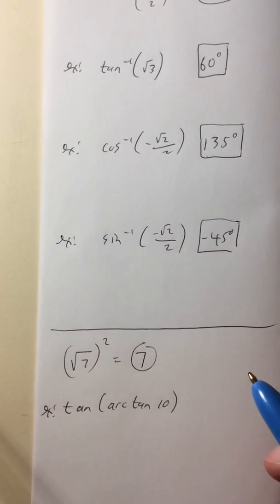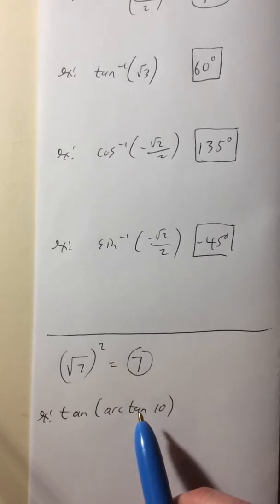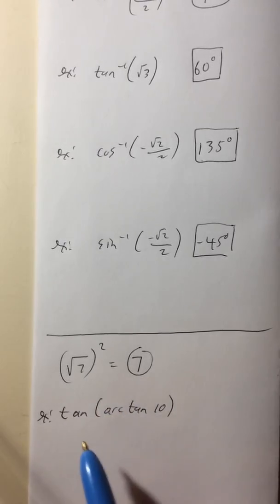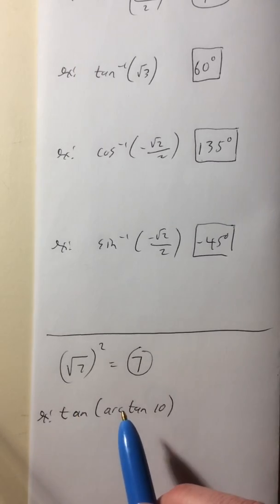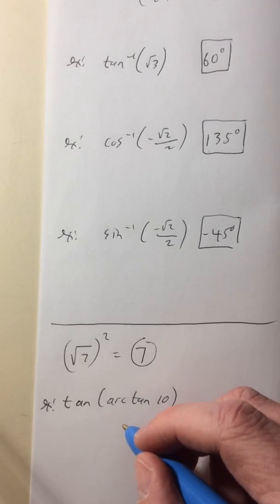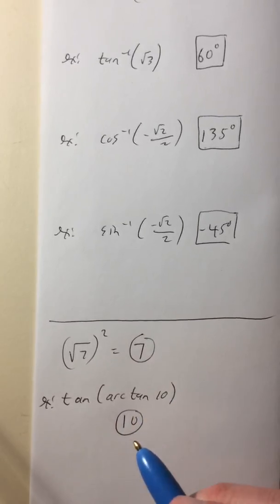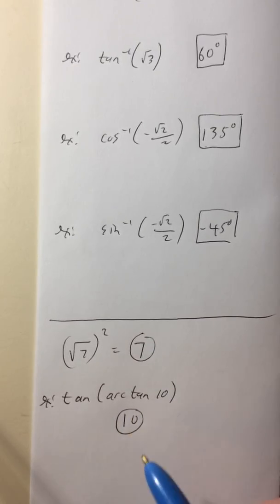So let's go right down to here. So we know that the arctan is the inverse of tangent. So these guys are going to cancel each other out. So the tangent of the arctangent of 10 is just 10. And again, remember, tangent can go up to positive infinity and down to negative infinity.